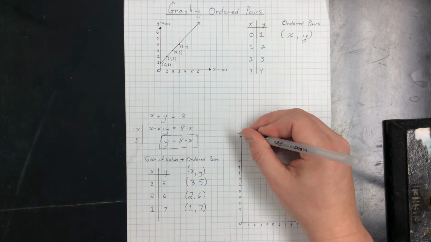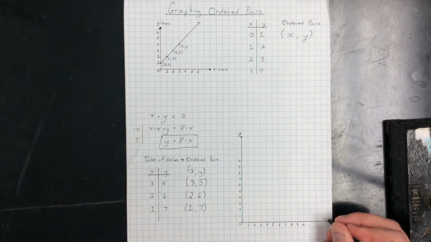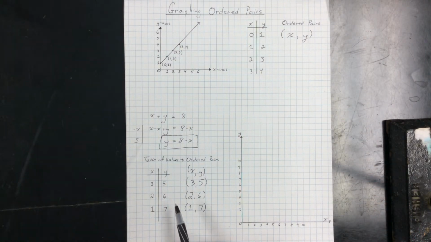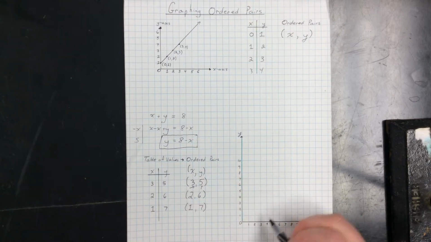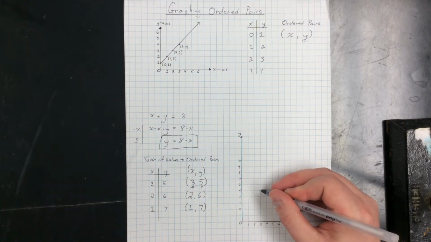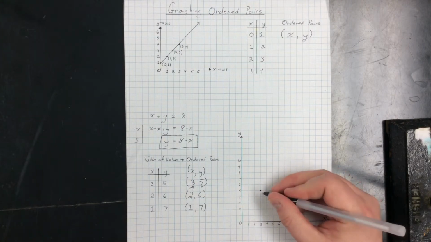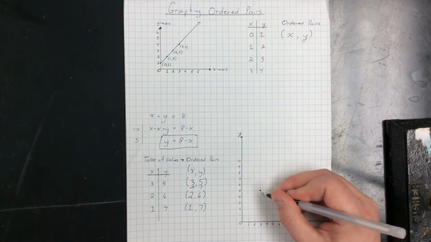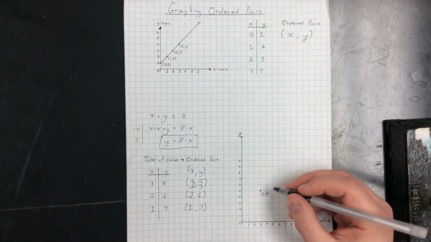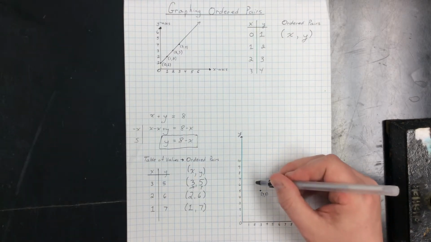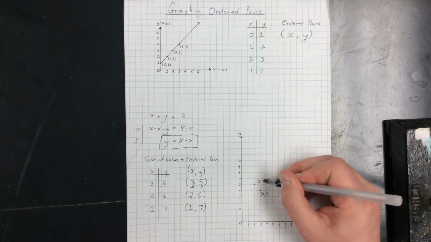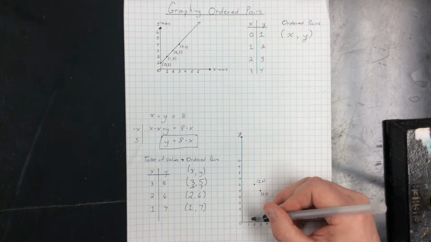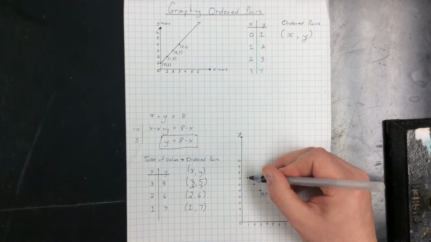So here's my y-axis, and here's my x-axis. If I graph these ordered pairs, 3 and 5, I'm going to have to go over 3 and up 5. So let's go over 3 and then up 5. And there will be a point at that position at 3 and 5. There's also one at 2 and 6, and at 1 and 7.